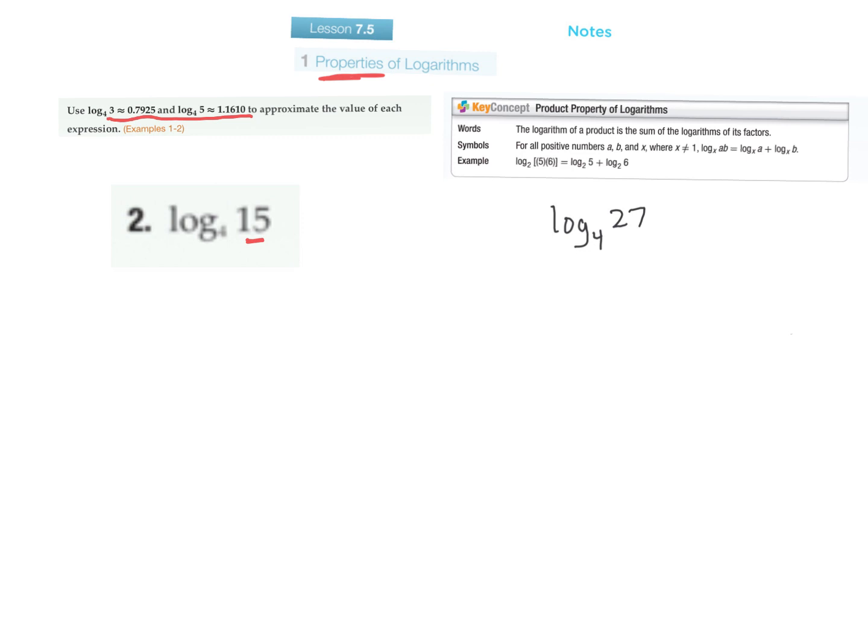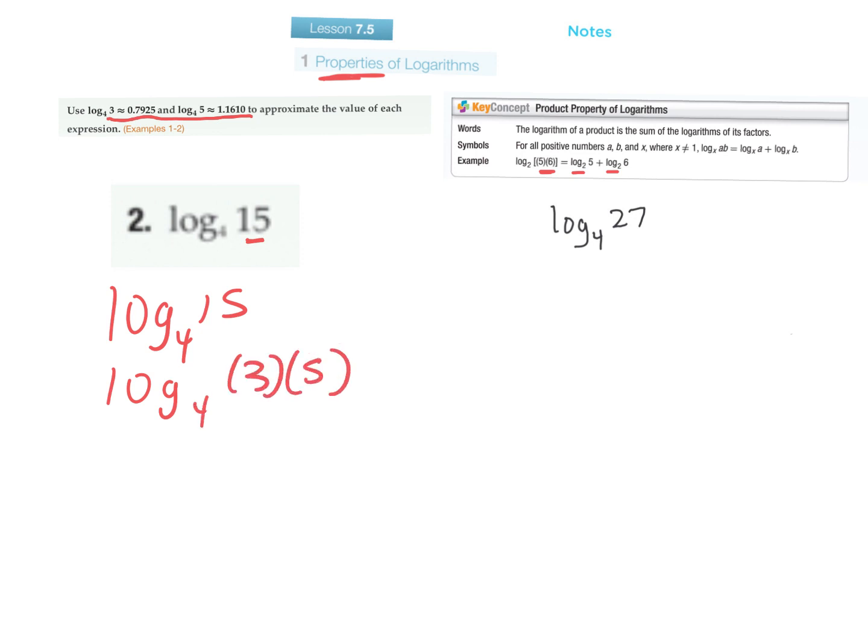The first property is multiplication, which simply means I'm going to separate the logs by using addition. So let's first rewrite log 15 base 4 as a multiplication problem, and I'm going to use 3 and 5, because 3 and 5 are given to us up top in this given information. Now I can separate my multiplication problem into log 3 base 4 plus log 5 base 4. This is the product property of logarithms.